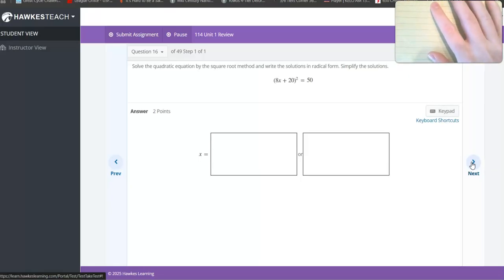All right, so the next one here is asking us to solve a quadratic equation. And again, I don't care if you use the square root method exactly, but in this case, it does lend itself to the square root method. So most of the time, if it tells you to use a specific method, the reason it's doing that is because, again, that's probably the easiest method to use.